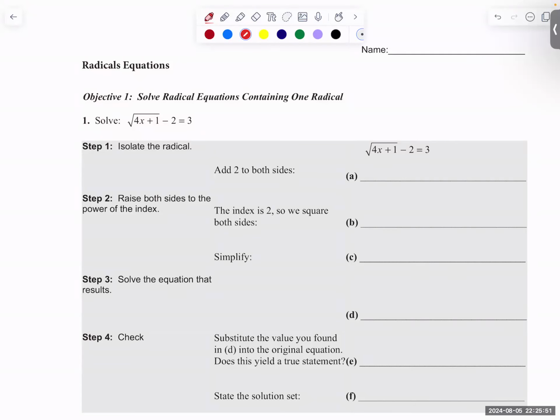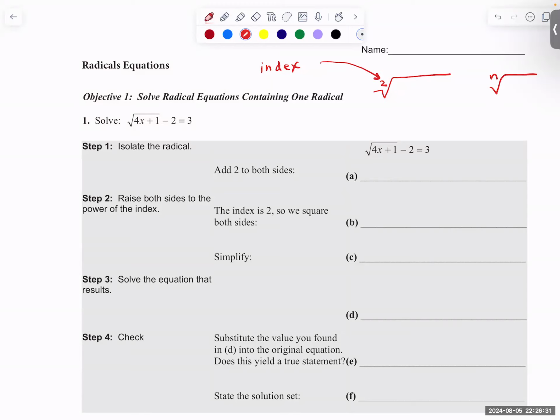Radical equations. Solve radical equations containing one radical. A radical has a small number called the index, right about there. If there's no index written, it's automatically a 2, and that would be a principal square root. Generally, the radical has an index of n, and n will be a counting number starting with 2 or 3 or 4 or 5.